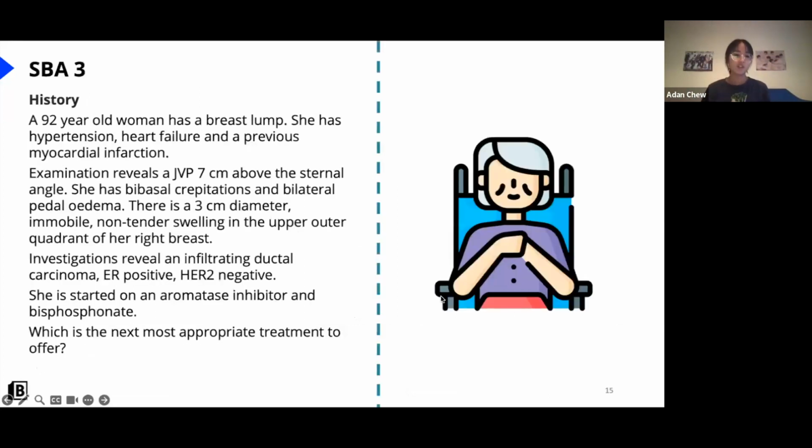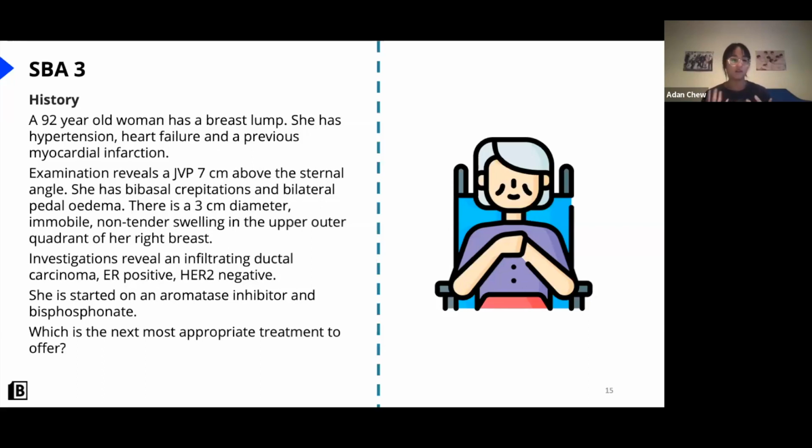SBA question 3. She's an interesting case. A 92-year-old lady has a breast lump. She has multi-morbidity. She's hypertensive, she's got heart failure, she's got a previous MI. Examination reveals a JVP of 7 cm above the sternal angle. She's got bibasal creps, bibasal pedal edema. She's very swollen. There's a 3 cm diameter, immobile, non-tender swelling of the upper outer quadrant of her right breast.